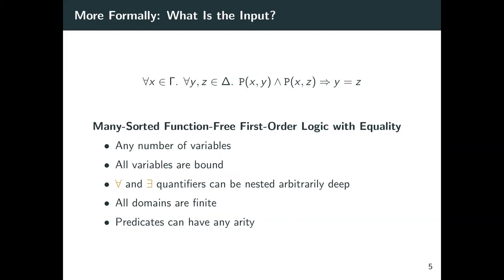We can have an arbitrary nesting of existential and universal quantifiers. All domains are assumed to be finite, and to compute a numerical answer, we do need to know the exact sizes of the domains. And predicates can have any arity. And this is not to say that we can solve any problem posed in this manner, but we still support that as input.